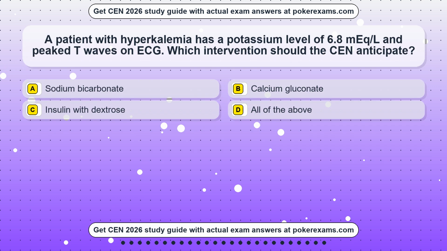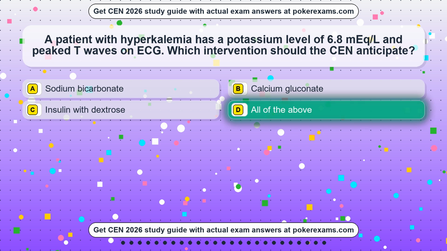Question 15. A patient with hyperkalemia has a potassium level of 6.8 milliequivalents per liter and peaked T waves on ECG. Which intervention should the CEN anticipate? Option A, sodium bicarbonate. Option B, calcium gluconate. Option C, insulin with dextrose. Option D, all of the above. The correct answer is option D. All of the above.